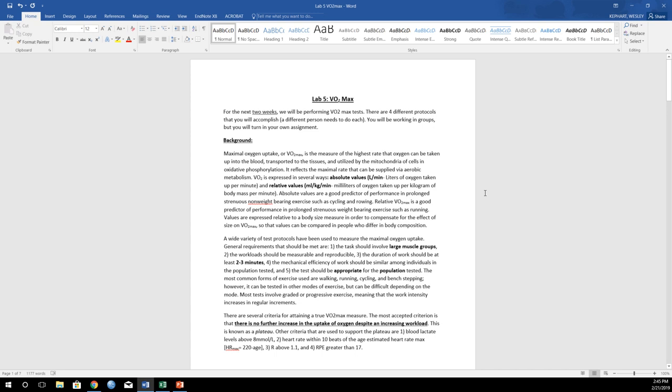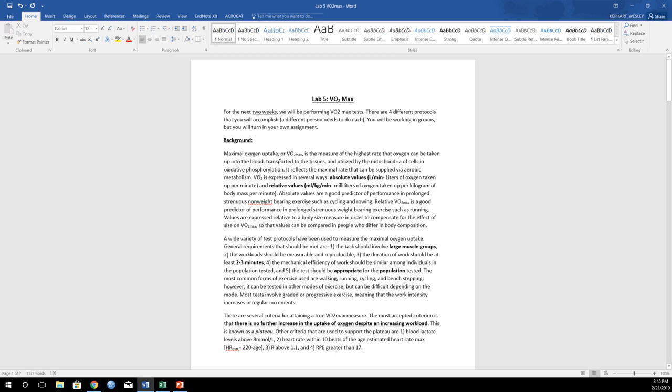Hey, class, for this week and next week, you're going to be doing the VO2 max lab. The idea behind this is four people in your group will be doing one of the four different tests. So we'll probably run two tests this week and two tests next week, just so that you're not in lab for a ridiculous amount of time. But let's talk about VO2 max just a little bit.